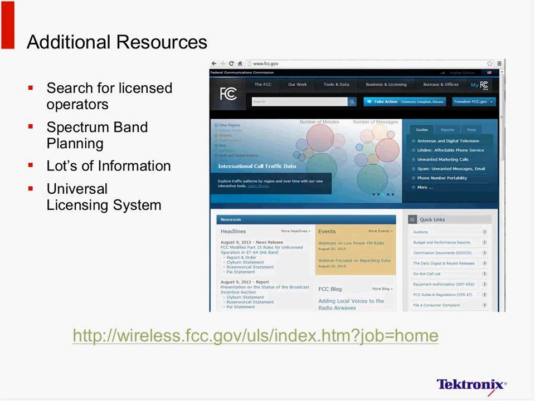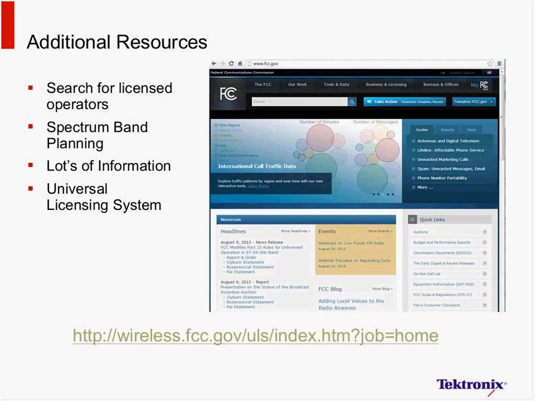So where do you go for help? There are a number of very good resources available on the web to help you with interference and to learn about spectrum. In the United States, of course, we have the FCC site, and there's a treasure trove of information that's available there.